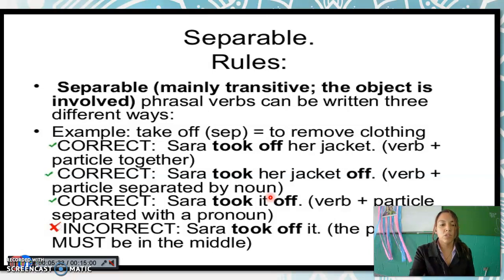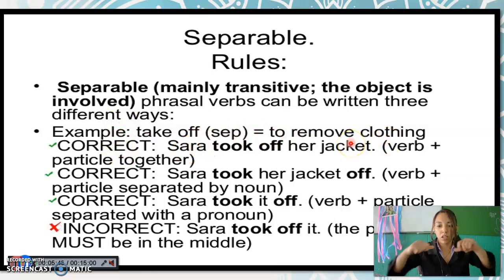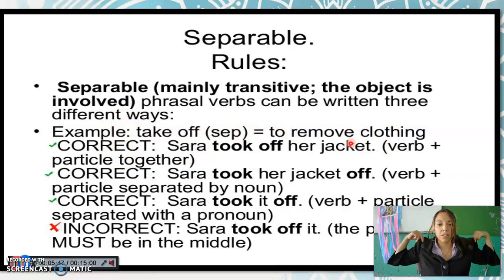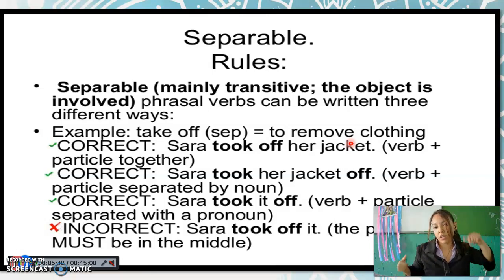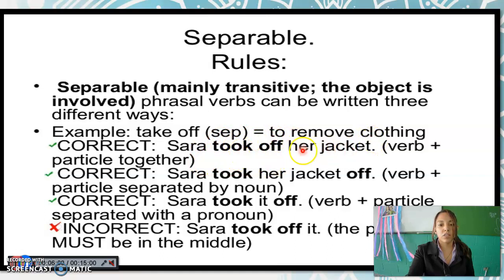Okay, here we have some examples, and as I was telling you before, for transitive and intransitive verbs. In this case we have the transitive phrasal verbs, and the example is take off. Take off is to remove clothing. This is my jacket, so I'm going to take off my jacket. Okay, so the correct form is Sarah took off her jacket. So we have took off, there is the phrasal verb, and her jacket is the direct object.